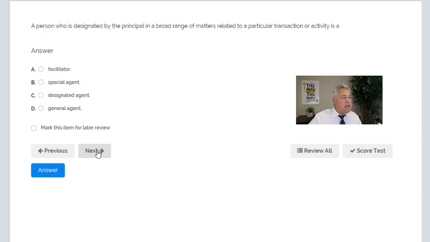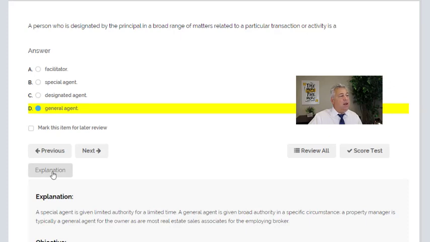And here we go. A person who is designated by the principal in a broad range of matters related to a particular transaction or activity is A, facilitator, B, special agent, C, designated agent, or D, general agent. And your answer is going to be D, general agent.